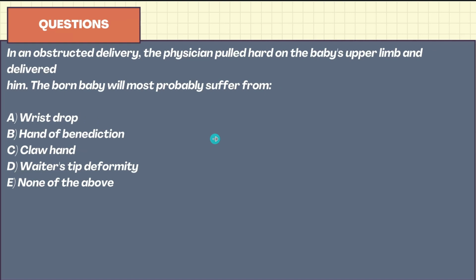And in an obstructed delivery, the physician pulled hard on the baby's upper limb and delivered him. The born baby will most probably suffer from what? So pulling during birth is going to cause an injury to your lower brachial plexus, mainly C8 to T1, and that would be a complete claw hand. I believe here it should be complete claw hand, but however, claw hand is correct.